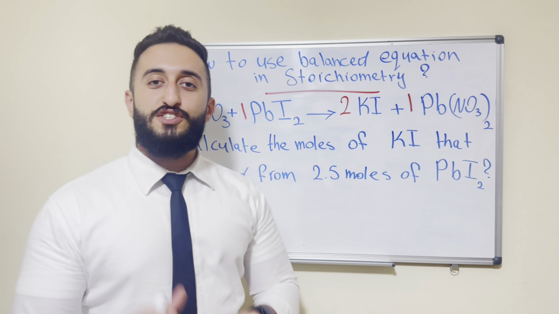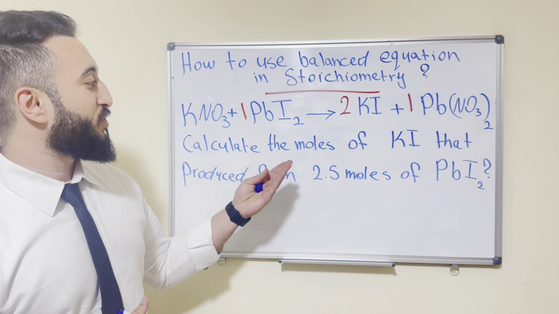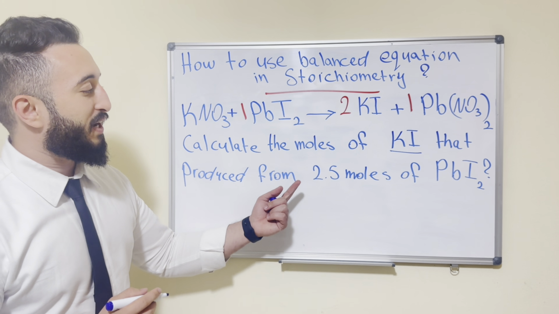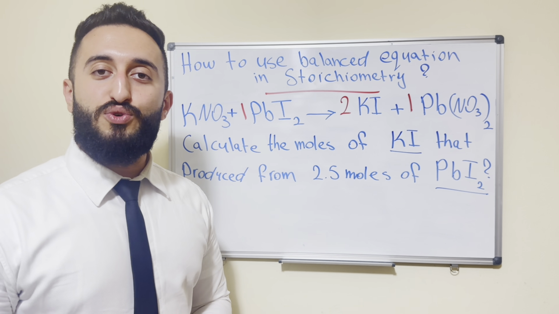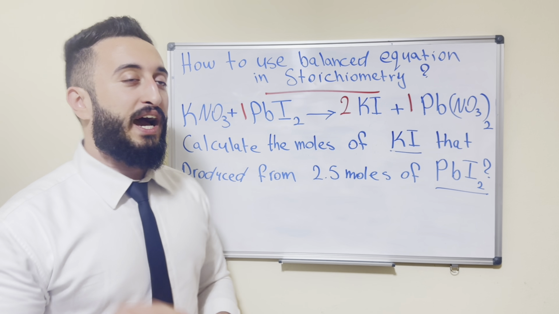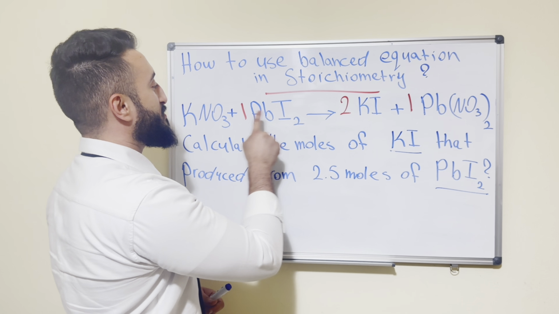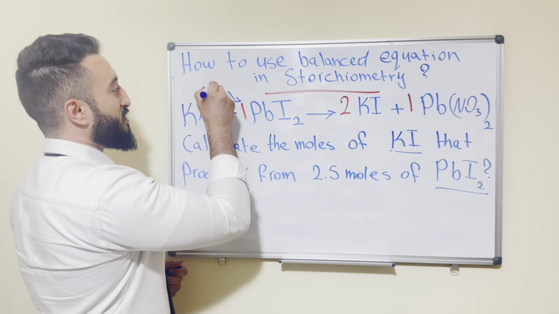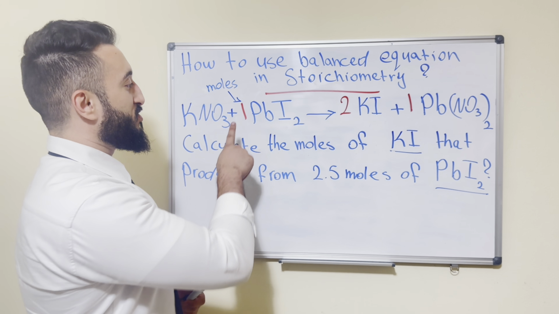Let's find out together. First of all, we are going to write the moles relationship. Here in the question, we need to calculate the moles of what? Of potassium iodide that is produced from 2.5 moles of lead iodide. So we have two compounds. Let's go to the chemical equation and find out the moles of each one of them. How can the chemical equation help us? We are going to use the numbers that exist before each compound, and let's use these coefficients as the number of moles.